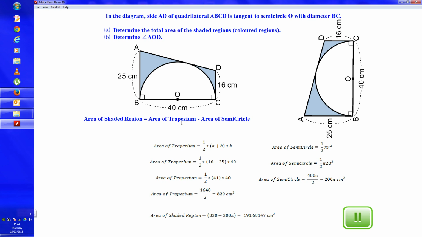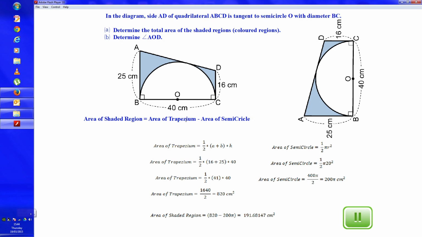So let's do this in stages first. The area of the shaded region equals area of trapezium minus the area of semicircle. The quadrilateral ABCD, if we rotate it counterclockwise 90 degrees here on the right hand side, we see the quadrilateral as a more familiar trapezium. However, seeing it as it is there might not be so straightforward. But if you rotate it counterclockwise by 90 degrees, you can see it as a familiar trapezium shape.